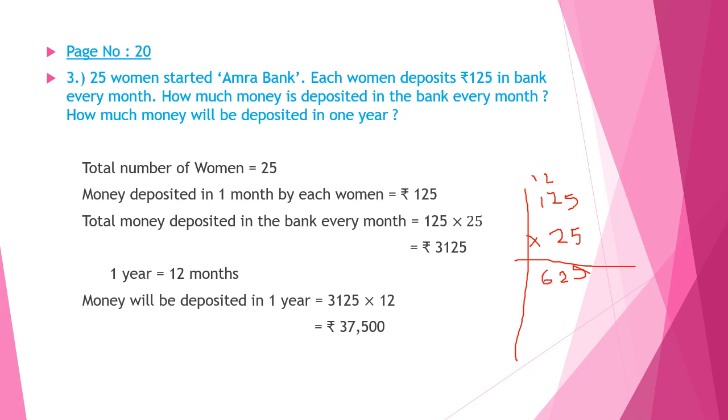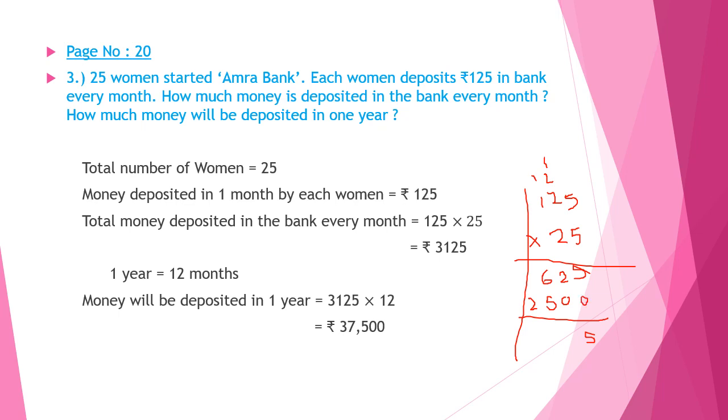Now 2 5s are 10. So leave the first and start from here. Second place, that is 5 2s are 10. Again 1 is carrying. 2 2s are 4. 4 plus 1, that is 5. Again 2 1s are 2. Just add, that is 5. If you want you can put here 0.